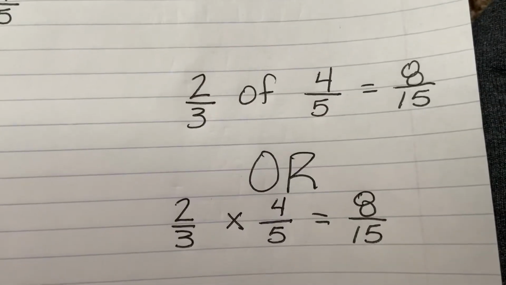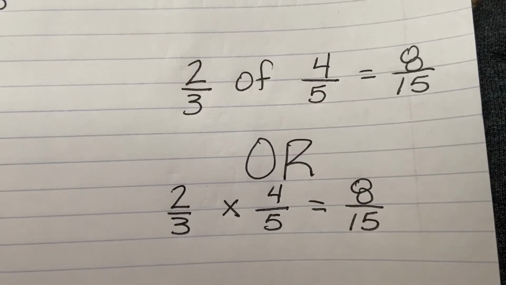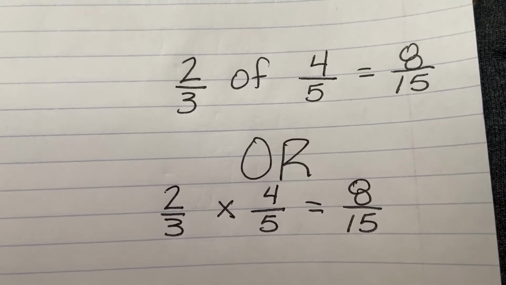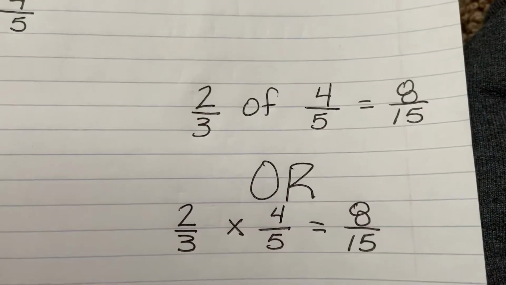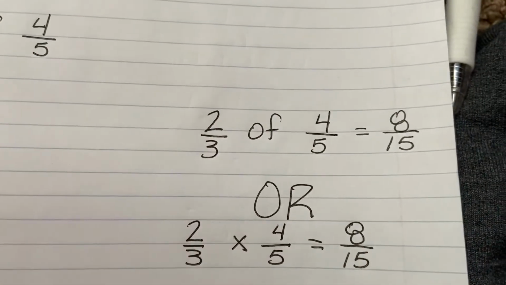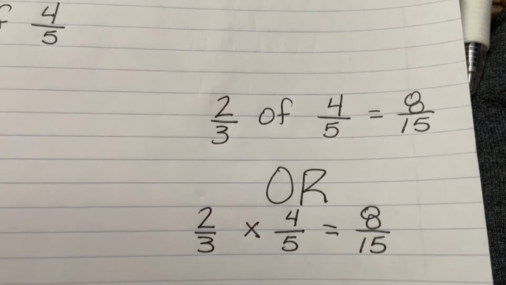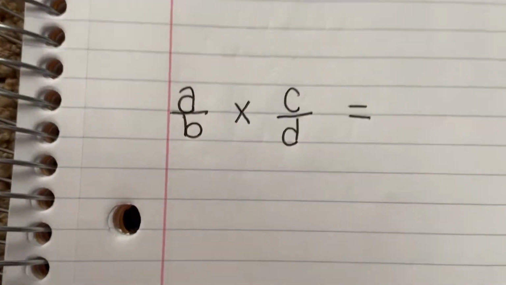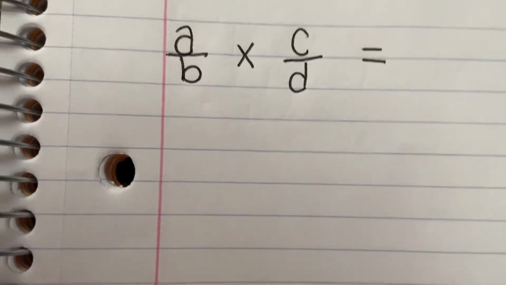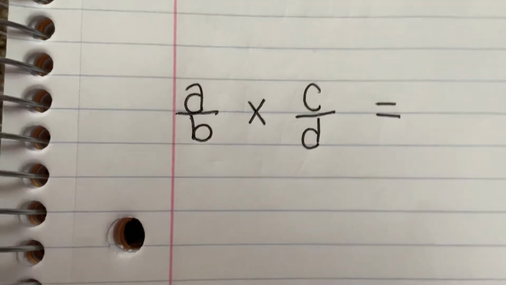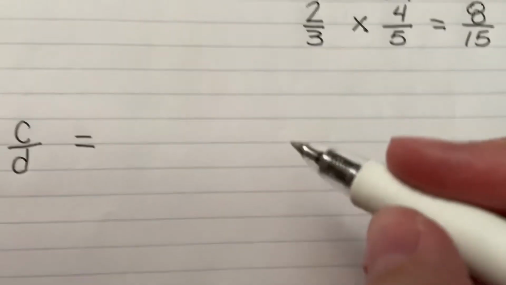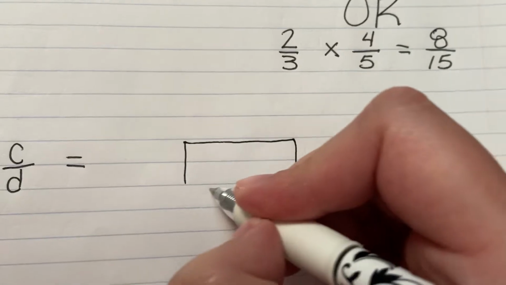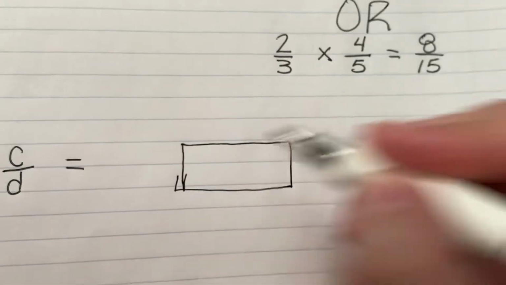Here's the one we just did: 2/3 of 4/5, or 2/3 times 4/5 equals 8/15. I will now show you how with a generalized version of the table we previously did. This is the problem we will be working with now as a generalized version. Here is the model that we'll be working with.